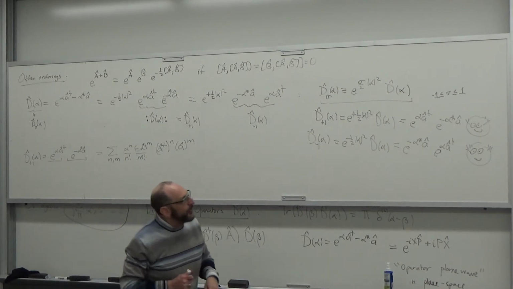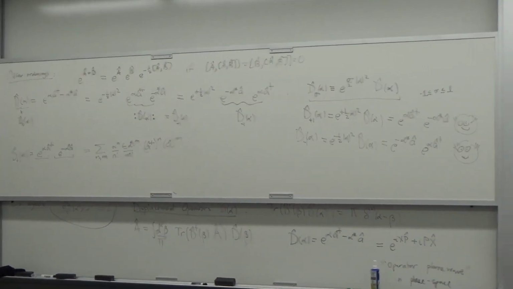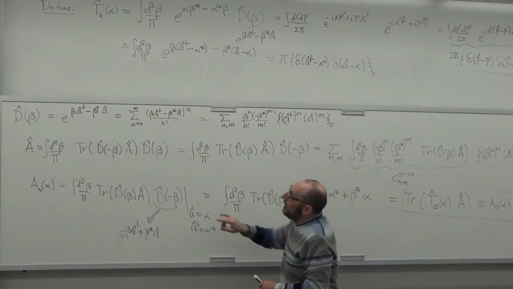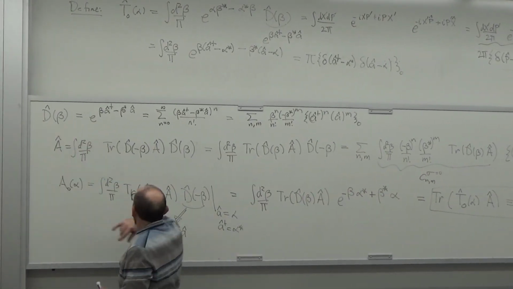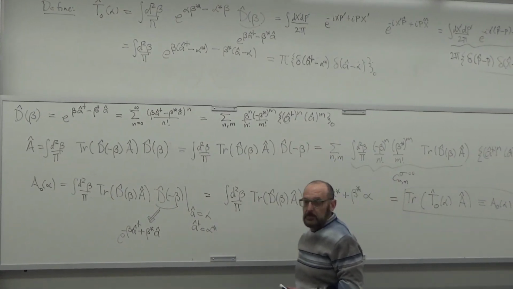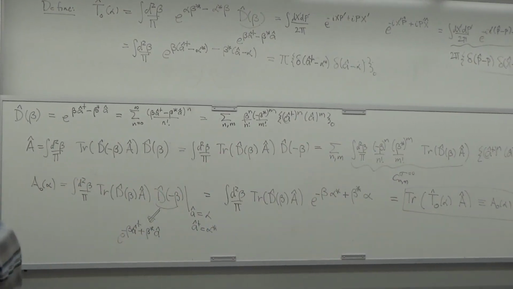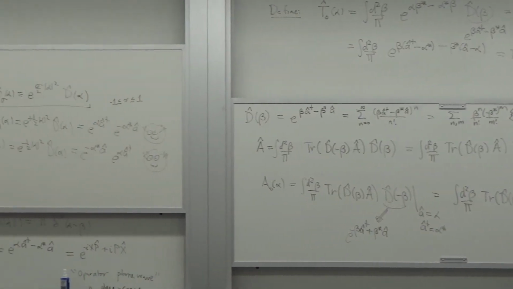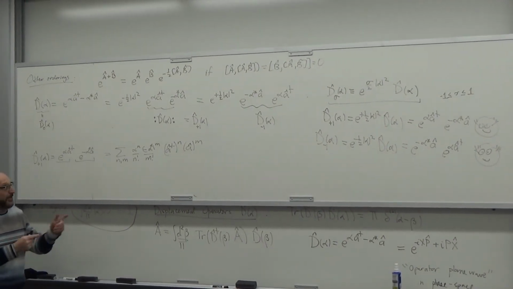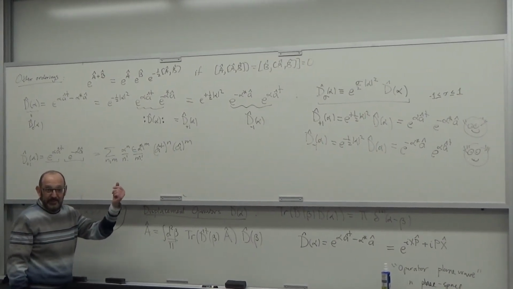As opposed to over here, when we expanded the D, we didn't get the normally ordered guy, we got the symmetrically ordered guy. Okay? It's the same kind of coefficients, but just this guy is normally ordered. Okay? Notice these two operators are not equal. Right? Because a and a dagger don't commute.